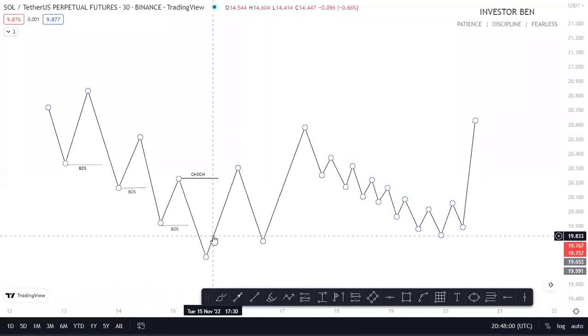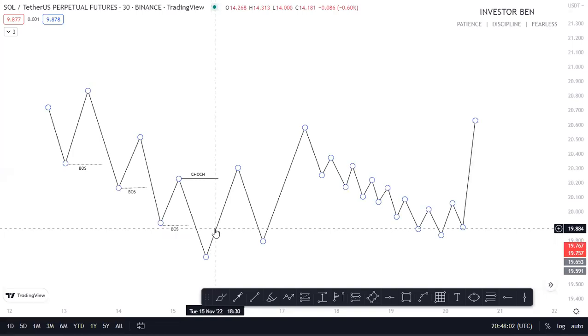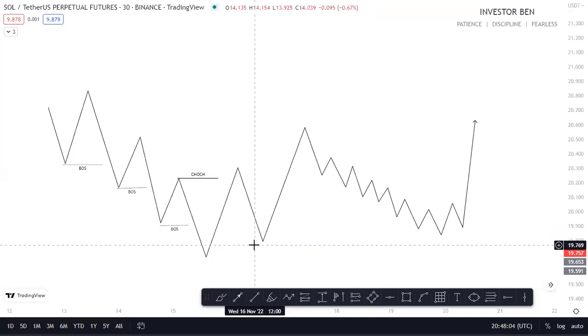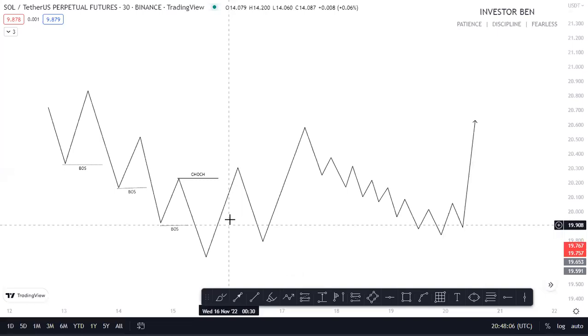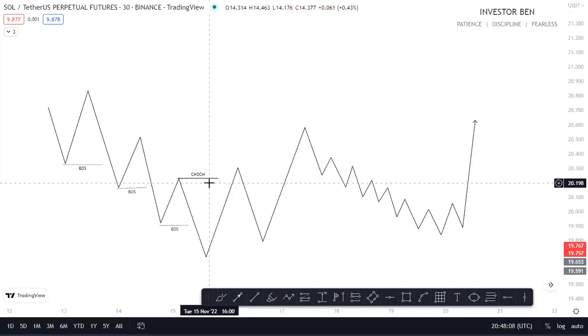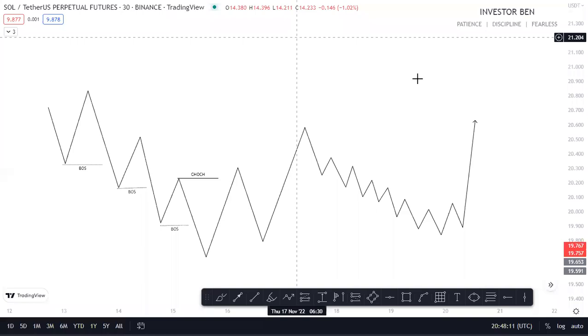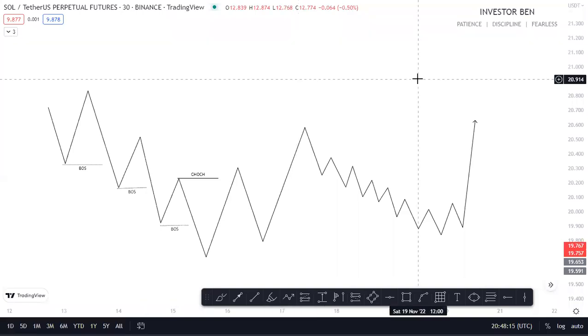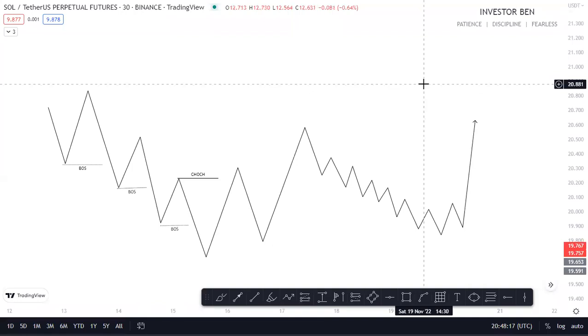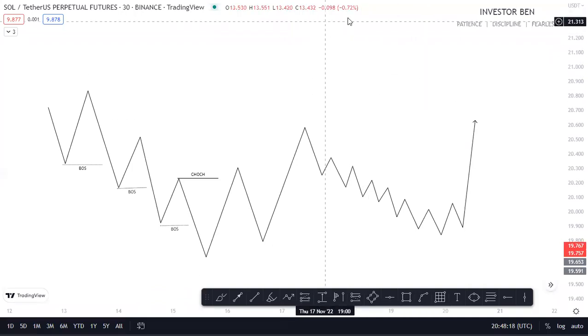BOS is more of a continuity, a continual sign. So as we've had our change of character here, you should know that the trend is going to reverse at some point very soon, to the upside, because we are no longer in a downtrend anymore. And that is what we'll be doing at this point.